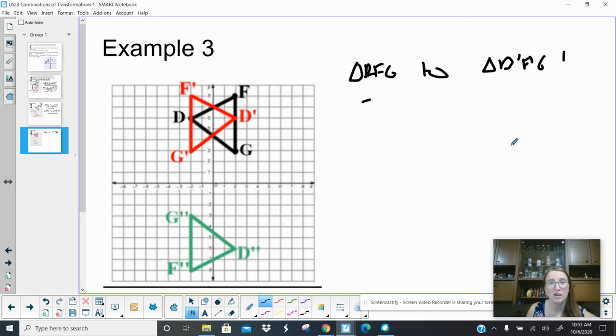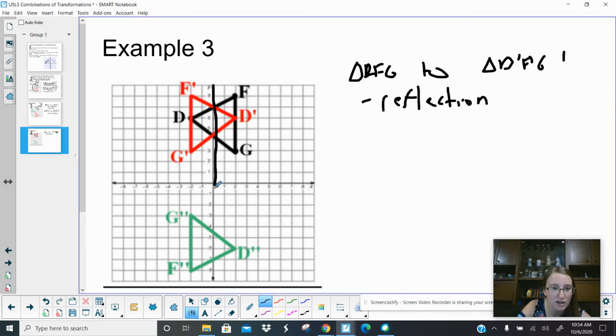Thank you. So what do we think for this first one? We're looking at these two shapes up here. F to F prime, D to D prime, G to G prime. What does that look like? This is a reflection. Now you do need to say when it's a reflection, what it is over. So what is our mirror here?